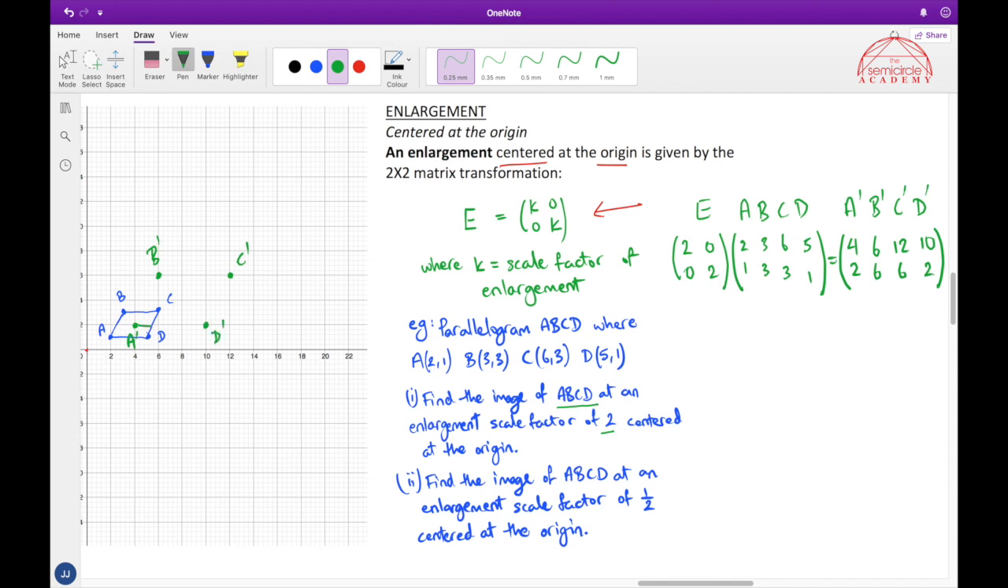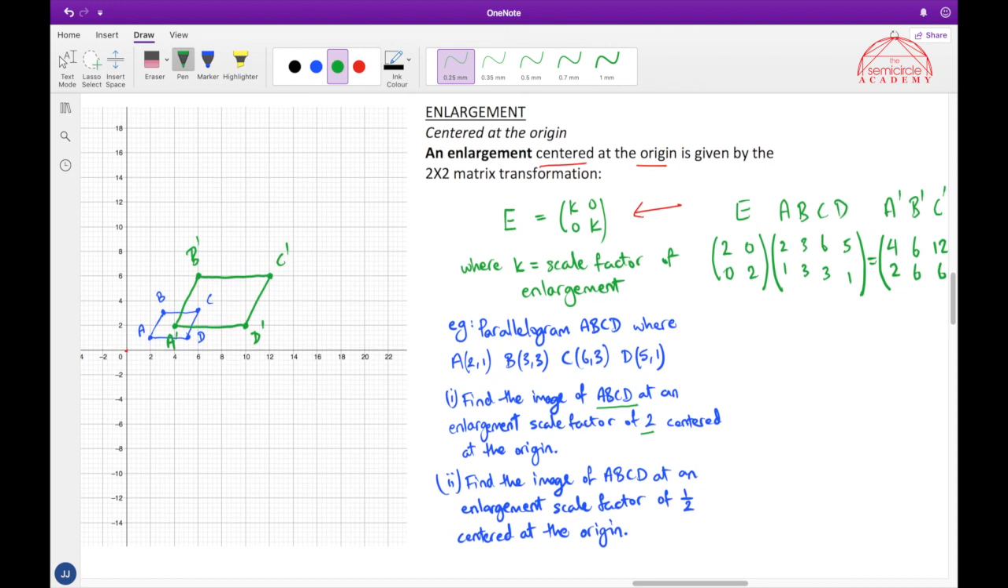So if we look at it, we could see here that our image is definitely larger than the object. We have the image here that's been enlarged by a factor of 2, so this image is twice as large as the object. And the enlargement is also happening with the center point 0, 0, the center point at the origin. So from the origin, we could see that the object A maps to the image A prime. From the origin, we could see that the object B maps to the image B prime.